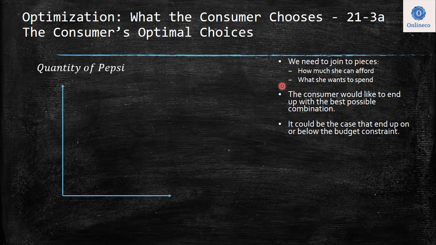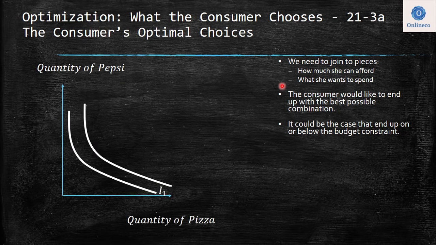Then here we have the quantity of Pepsi and here we have the quantity of pizza. This is one indifference curve, this is another one, and this is another one. I3 is preferred to I2 and I2 is preferred to I1. So here is the budget constraint. As you notice, all these points below the budget constraint, you don't spend the total amount. But if you are out here, you cannot reach those points because you cannot afford them.